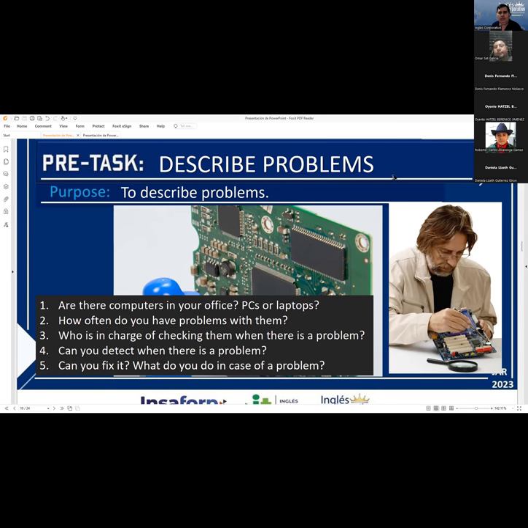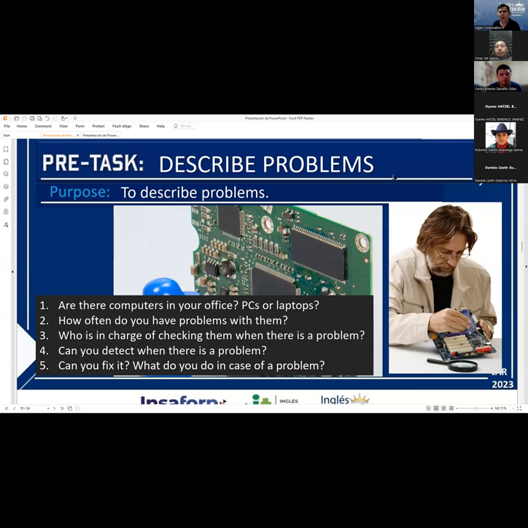Okay, so do you have PCs or laptops? Both. Yes, PCs and laptops. Excellent. How often do you have problems with the computers and laptops? Every six months. Who is in charge of checking them when there is a problem? The IT department.